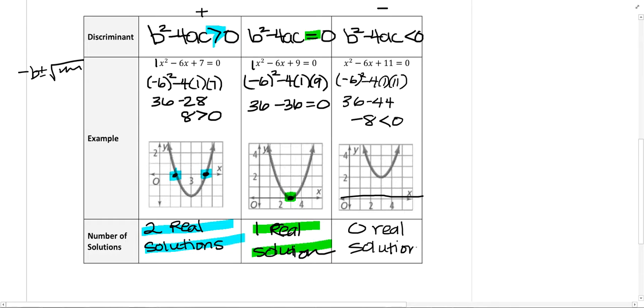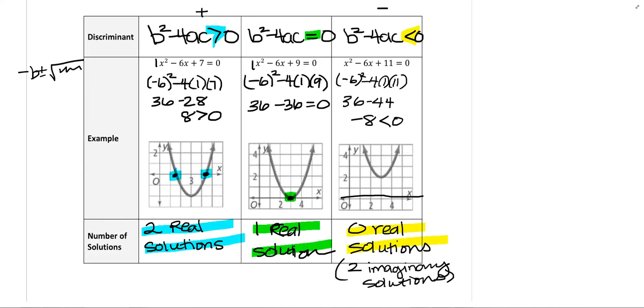Sometimes I've seen this described as there being 2 imaginary solutions. These are equivalent to each other, but be careful: if the question's asking how many real solutions, don't say 2. It's no real solutions. Okay, so again, if it's less than 0, it's negative. You don't cross the x-axis at all. You get 0 real solutions. All right, and that's how you use the discriminant.